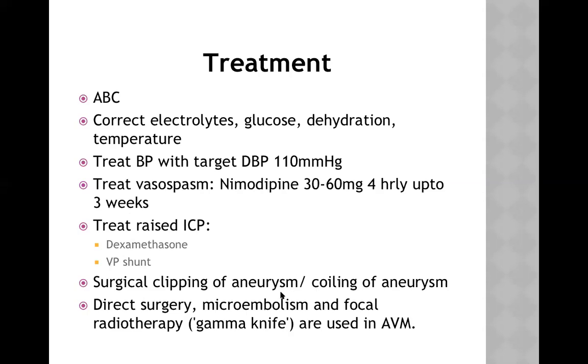Surgical clipping of the aneurysm in case of berry aneurysm, and some direct surgery, microembolism, and focal radiotherapy, which is known as gamma knife. This is a type of radiotherapy treatment to destroy the bleeders, or to destroy the bleeding area. Like AV malformation is a bleeding area, isn't it? So we use gamma knife or radiotherapy to destroy it so that the person will recover. So all these are important.